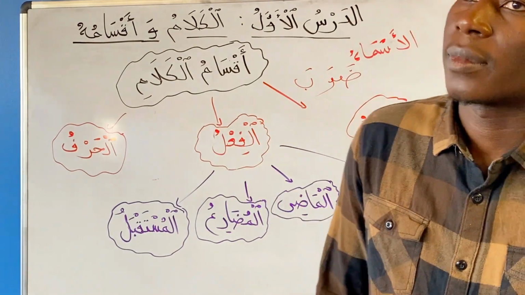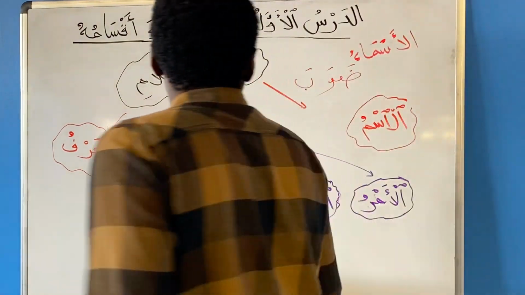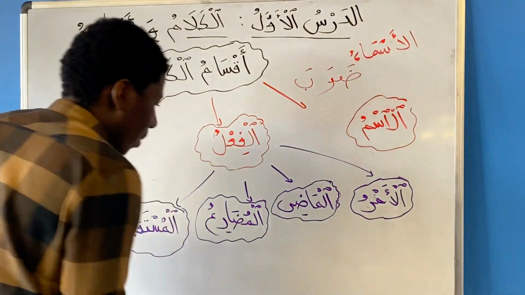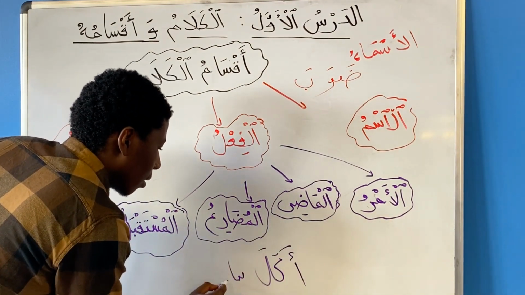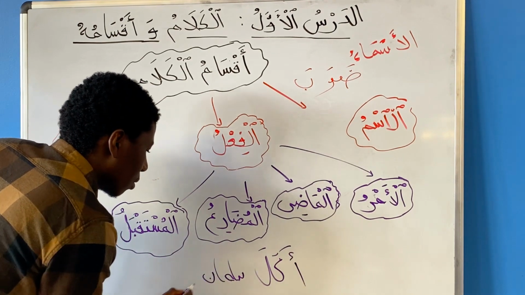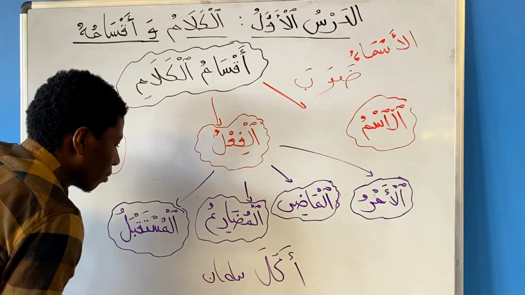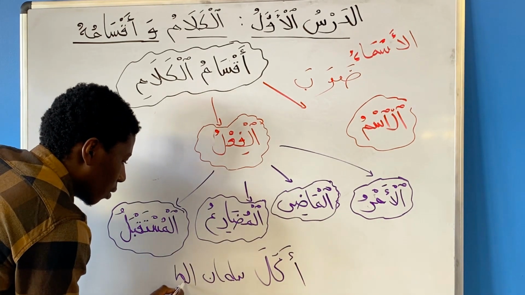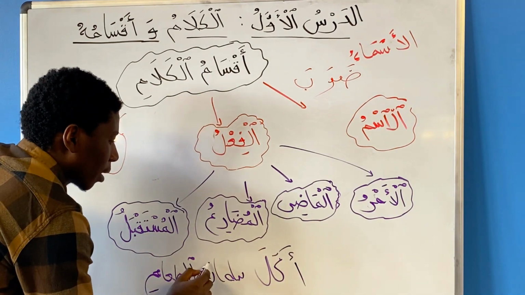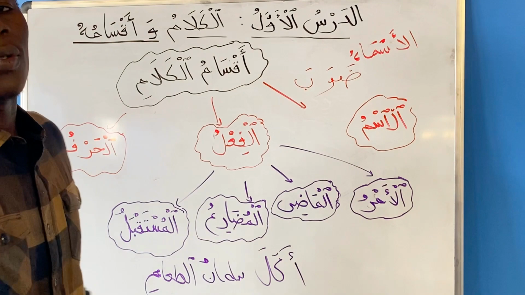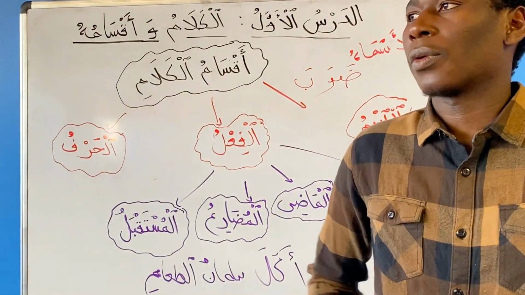For example, I say, akala Salmanu. Al-akl. Okay, or let's say al-ta'am, to make a difference. Akala Salmanu al-ta'am. So Salman ate the food. So that action is over.